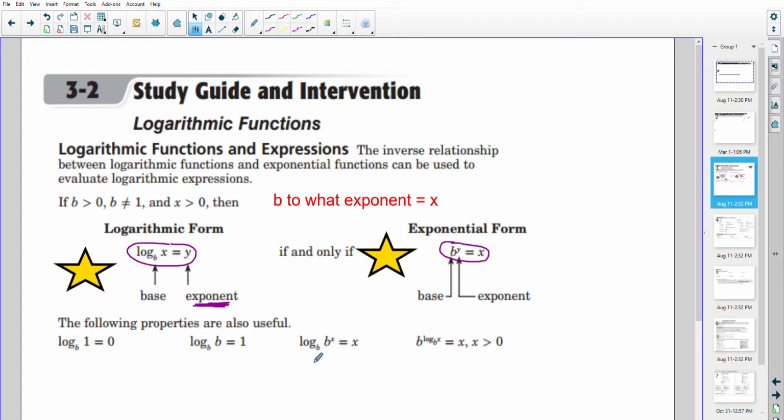Also, if you think about these properties, they should make sense. b to what exponent equals 1? b to the 0. b to the first equals b. b to the log base b of x equals x. And this gets a little bit trickier, but notice what's happening. You're taking an exponent and a log of x. And when you think about logs and exponents, they're inverses, you're doing something and undoing it. And therefore, that's why you end up with the original x in both of those cases.